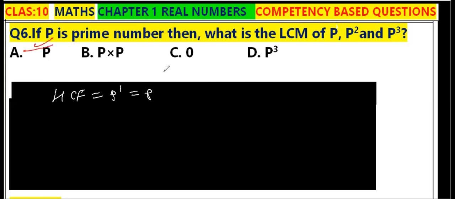एचसीएफ के लिए आपको बेस का स्मॉलेस्ट पावर लेना पड़ेगा। देखिए यहां पे आप देखेंगे, when you see here: p power 1, p power 2, p power 3. The smallest is p power 1. So p power 1 is the answer. P raised to the power 1 means p is the answer.